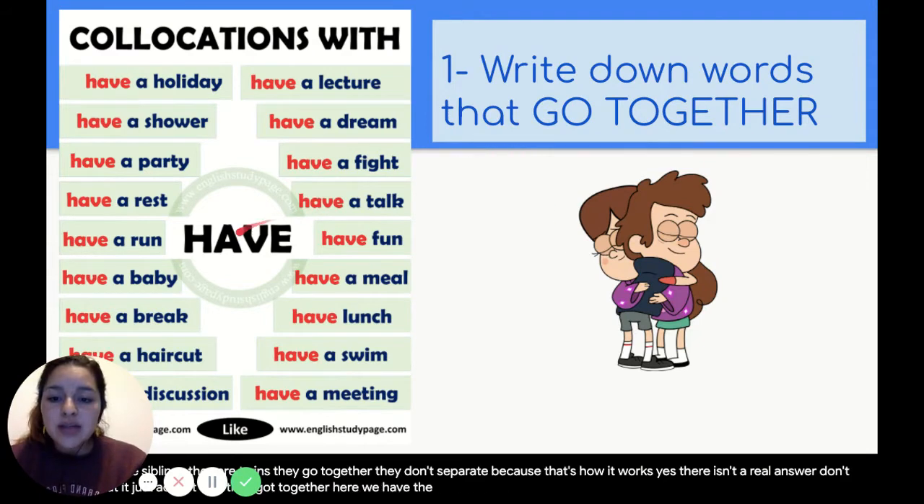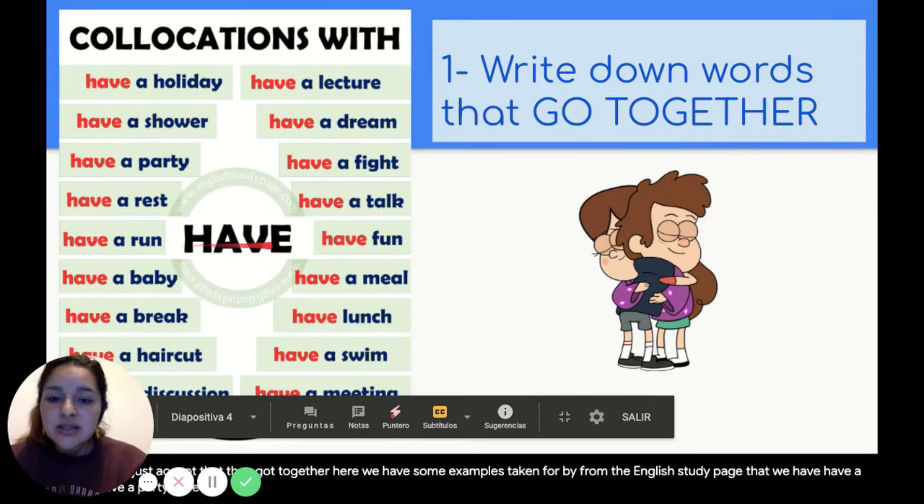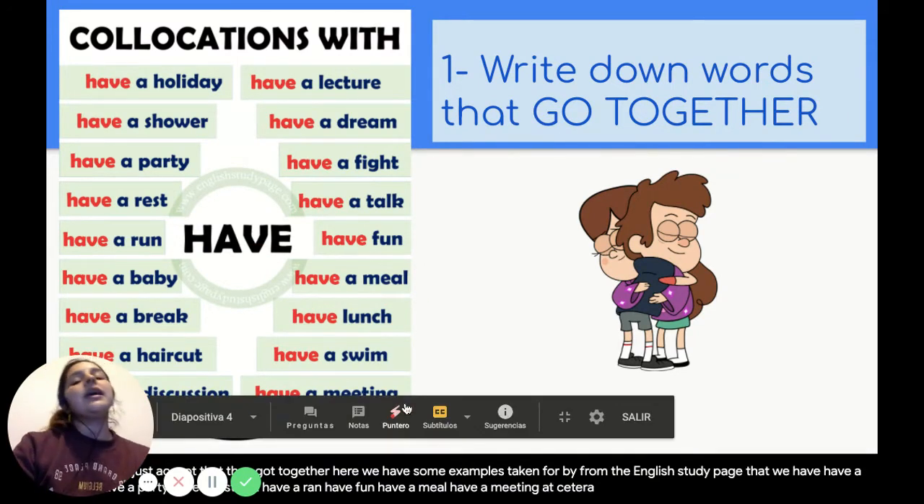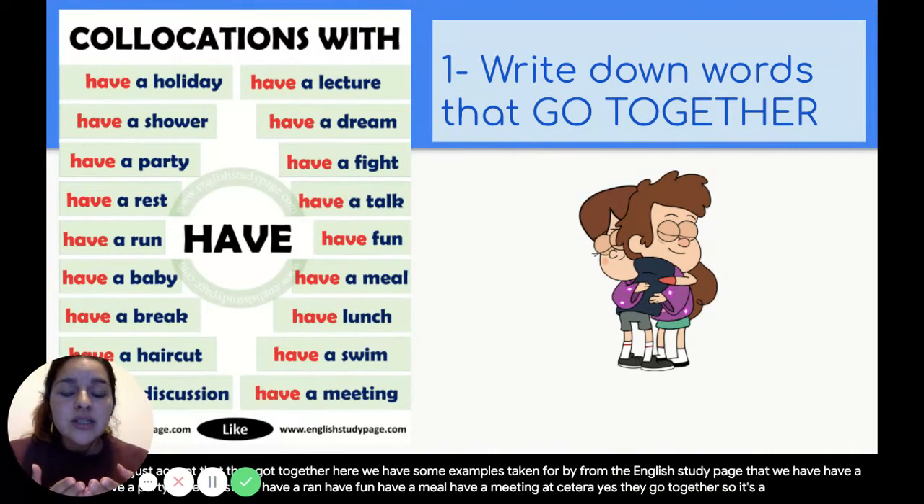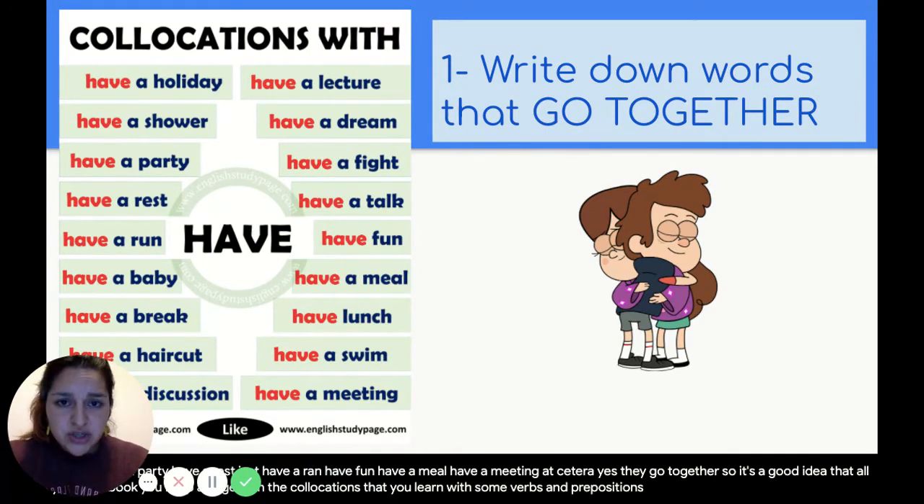Here we have some examples taken from the English study page: have a holiday, have a party, have a rest, have a run, have fun, have a meal, have a meeting, etc. Yes, they go together, so it's a good idea that in your notebook you keep a page with the collocations that you learn with some verbs, prepositions, etc.